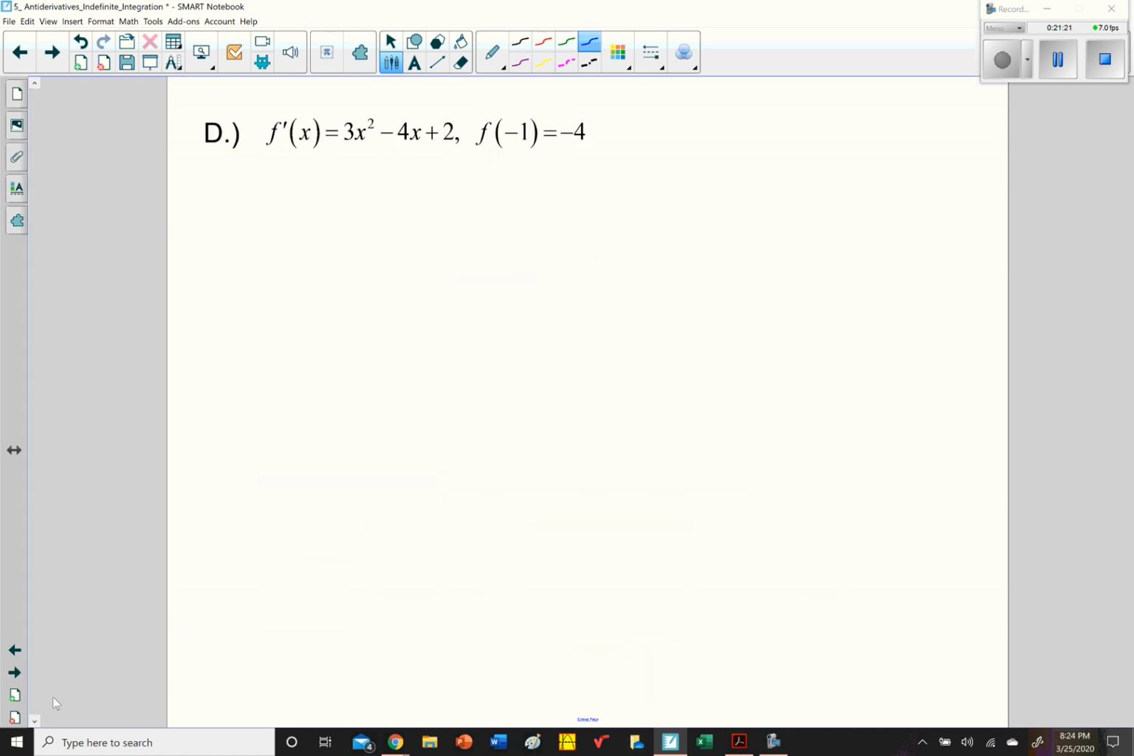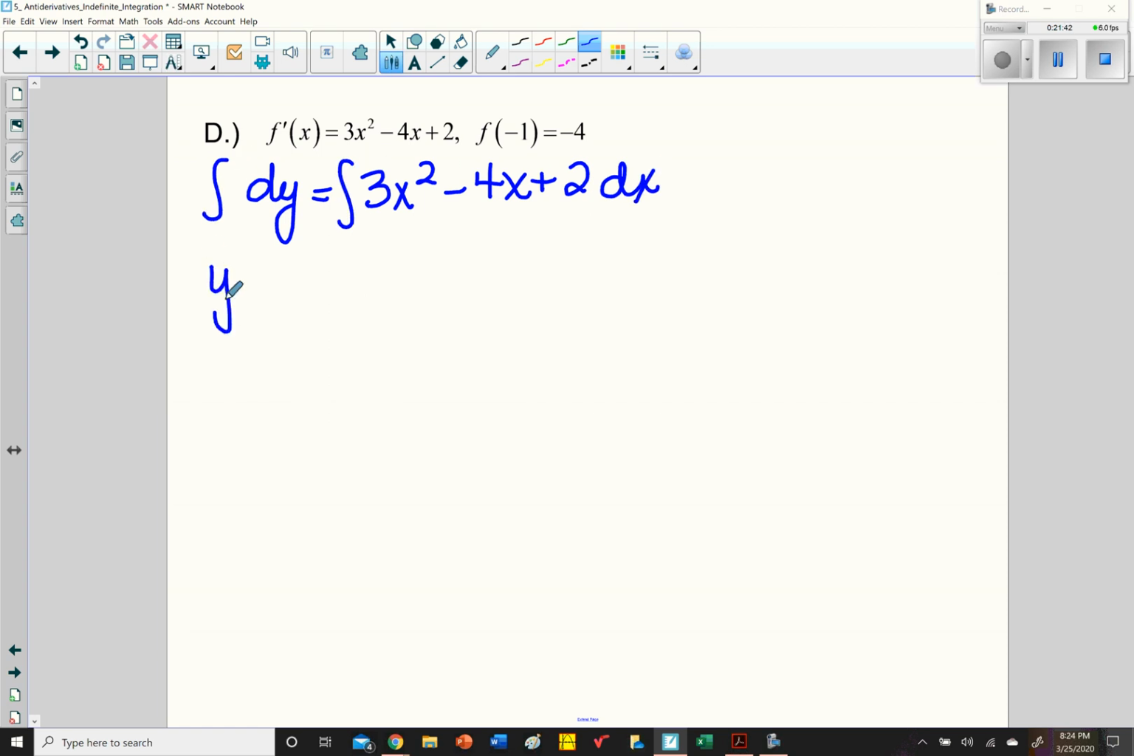A couple more to go. Okay, letter D is dy, and I'm going to take that idea that f prime is dy/dx, move the dx operator over to the right side with all the x variables, integrate both sides. Y is x cubed minus 2x squared plus 2x plus a constant. This is our general solution.